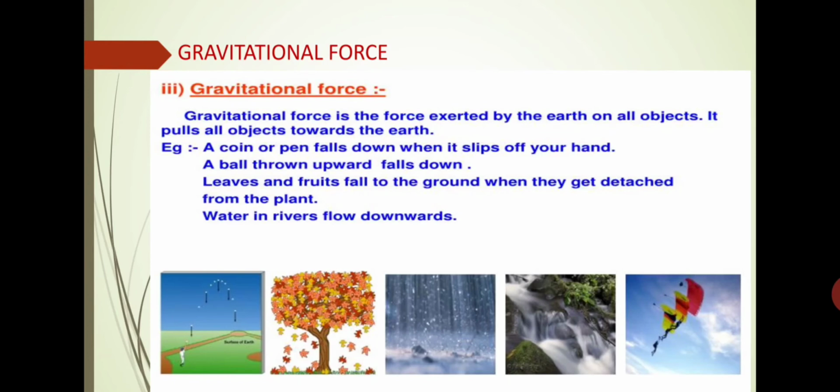First one, a coin or pen falls down when it slips off your hand. Understand? A ball thrown upward falls down. Leaves and fruits fall to the ground when they get detached from the plant. Water in rivers flows downwards. So why are all these things coming downward? Because of the gravitational force.